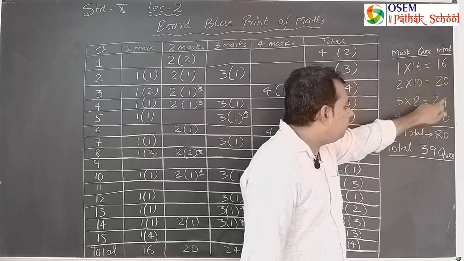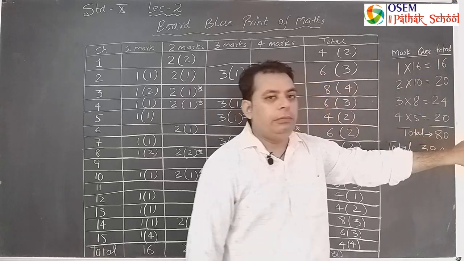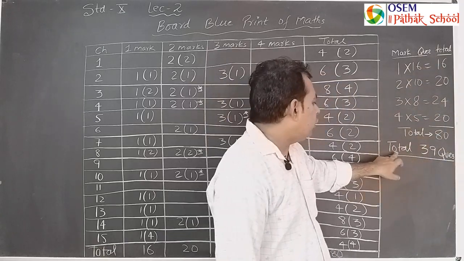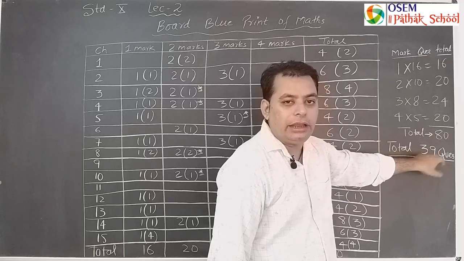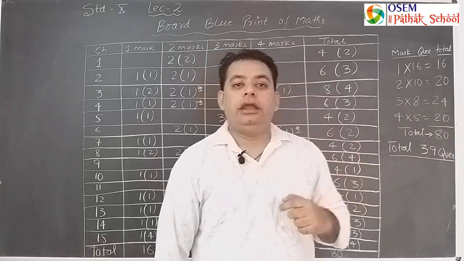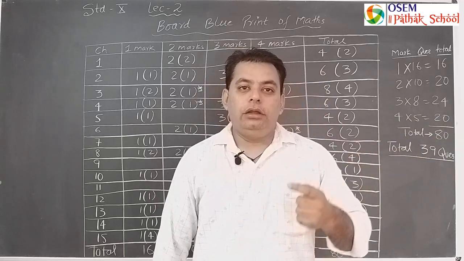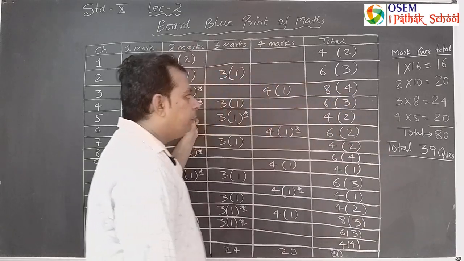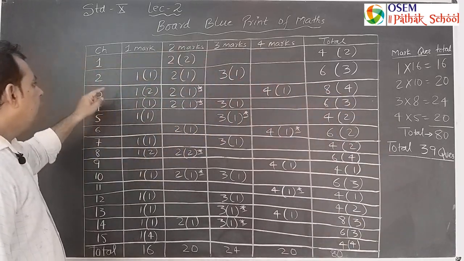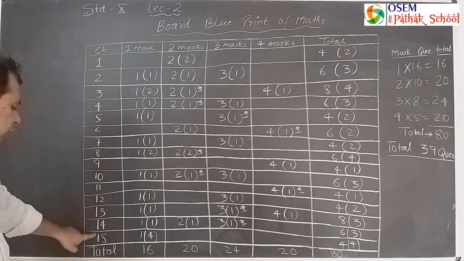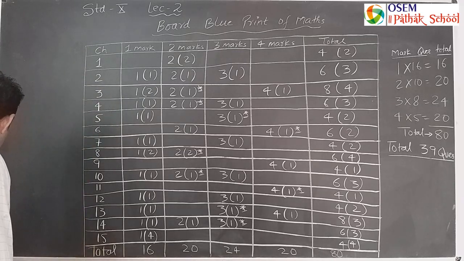The total marks will be 80, your paper will be of 80 marks, and the total number of questions will be 39. So you have to see which chapter contains how many marks. I have made the blueprint here. You can see that chapters 1 to 15 are here.